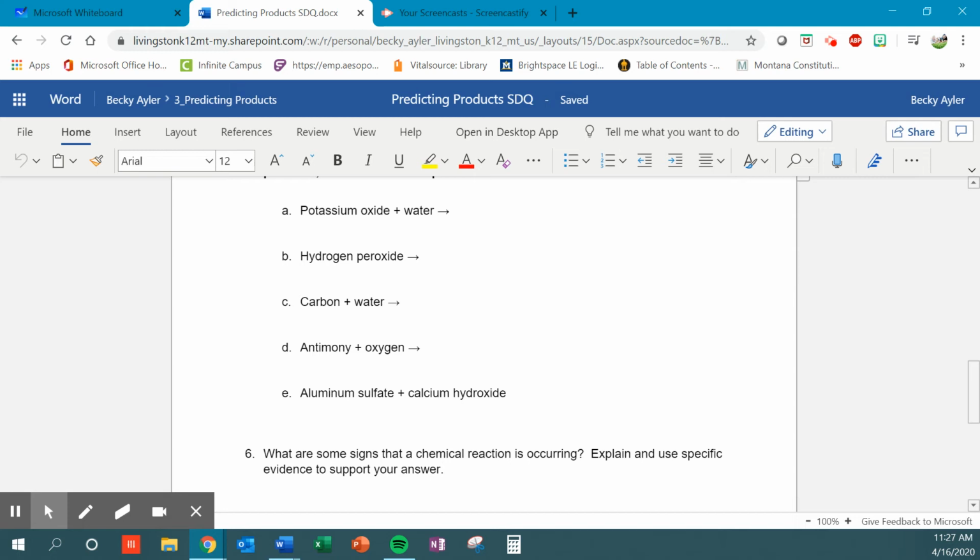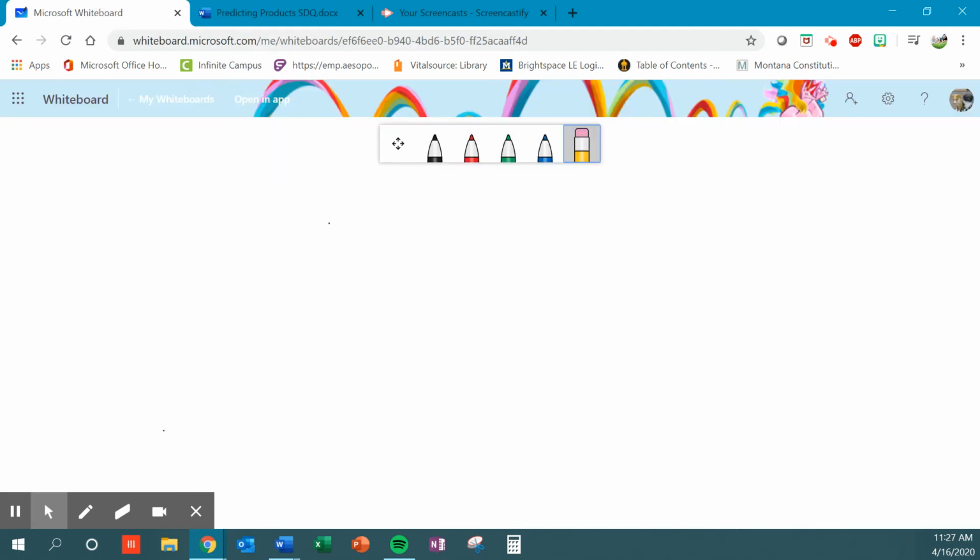And so if we look at E here on the screen, aluminum sulfate plus calcium hydroxide, I'm going to write that out. So aluminum sulfate. So aluminum, of course, is Al with a 3 plus charge. Sulfate is a polyatomic ion because it has an -ate ending. So it's SO4 with a 2 minus charge.